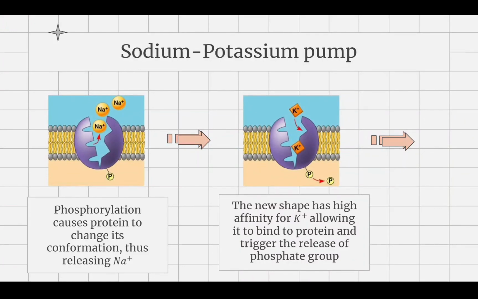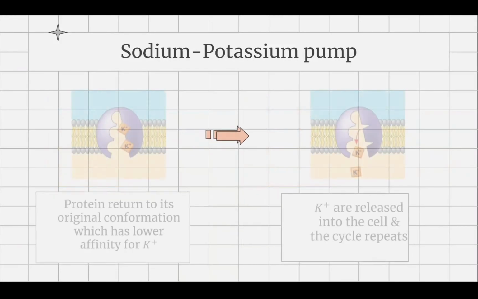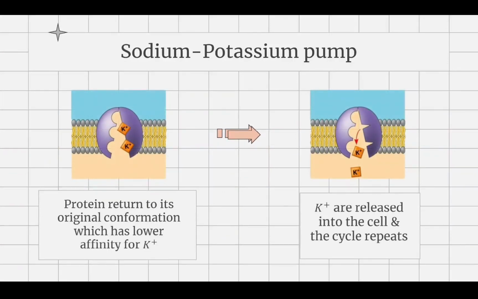The new shape has a high affinity for potassium, which allows it to bind to the protein and trigger the release of phosphate group. With the release of the phosphate group, the protein will return to its original conformation, which has lower affinity for potassium, thus allowing the potassium to be released into the cell, and the cycle will repeat.